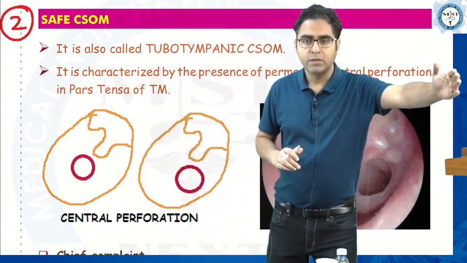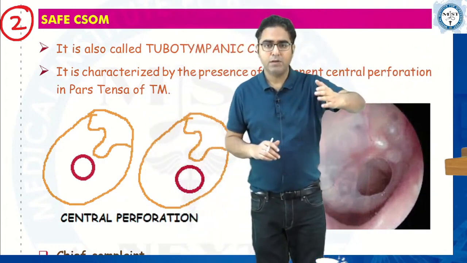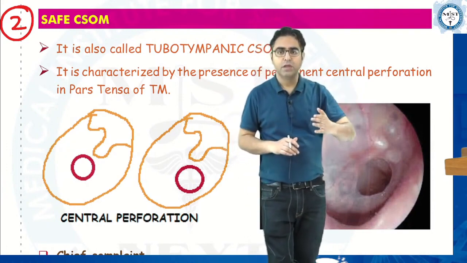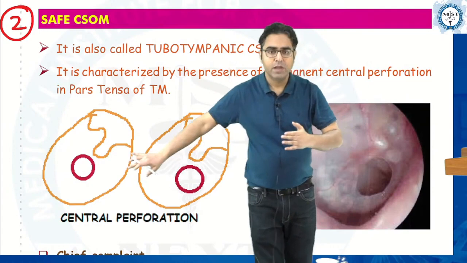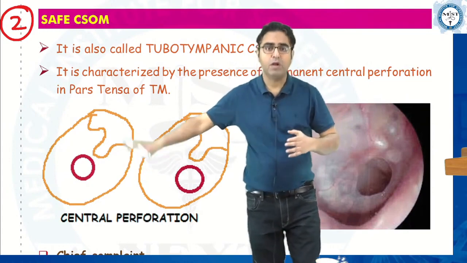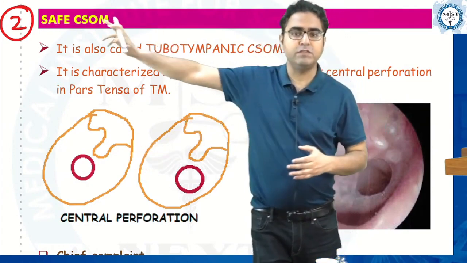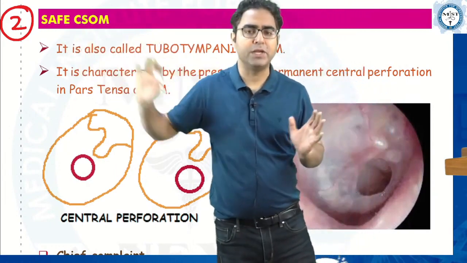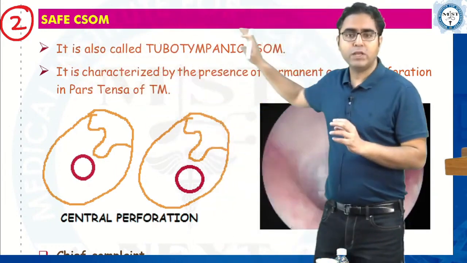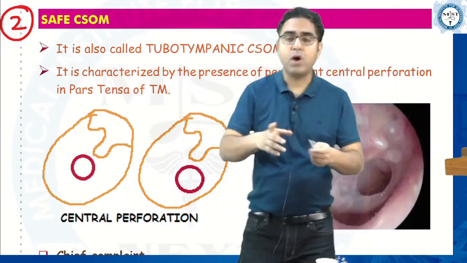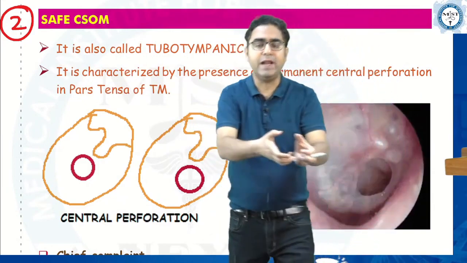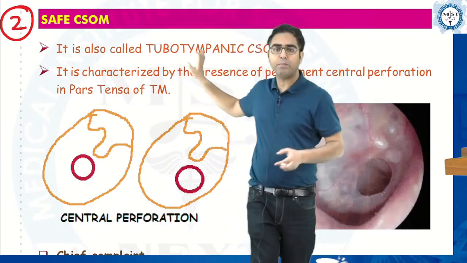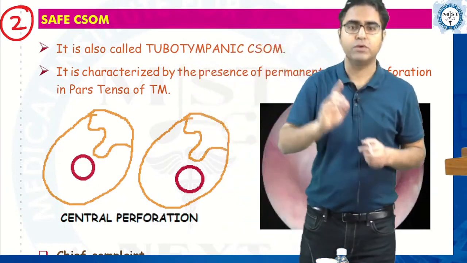ASOM. Perforation happened. You ignored it for the next 3 months. The perforation became permanent, and now this stage of disease is called safe CSOM. What is C, beta? Chronic. Safe means no risky disease. It won't kill the patient. It is also called tubotympanic CSOM. Tubo means the problem started from the eustachian tube side and came to the middle ear. Tubo means eustachian tube, tympanic means middle ear. Tubotympanic CSOM is the other name of safe CSOM.